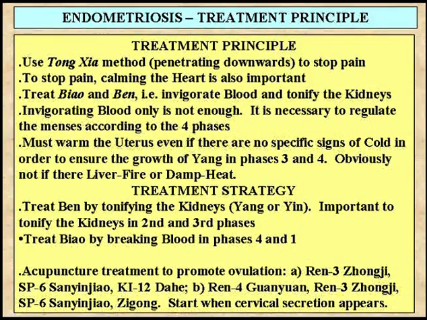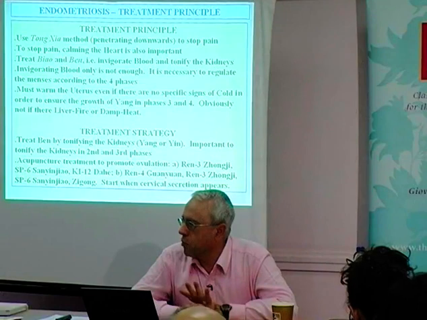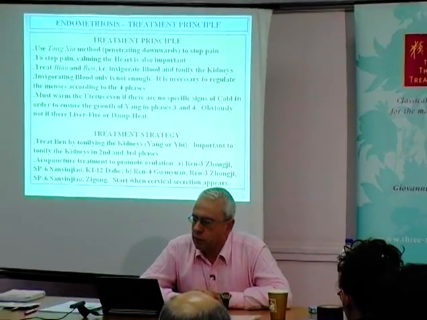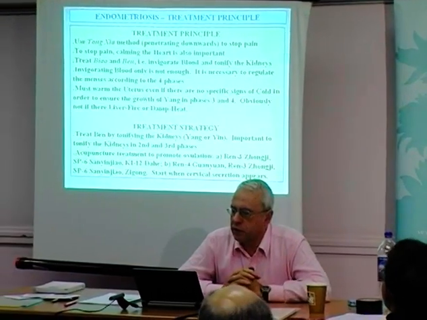The third point is very important. You treat both the biao and the ben, i.e. invigorate blood and tonify the kidneys. The fourth point is very important. Invigorate blood alone is not enough. You must treat endometriosis by regulating the four phases. You don't just invigorate blood, but regulate the four phases. Treat according to the four phases. It is essential.